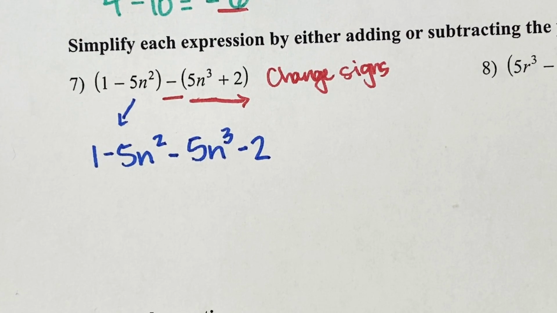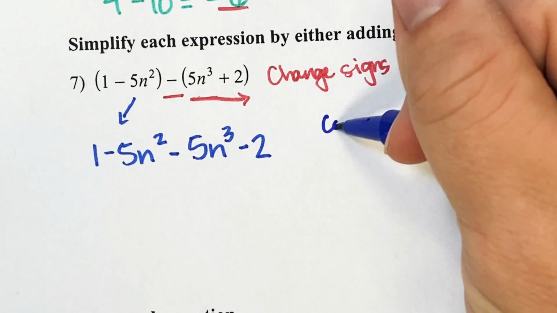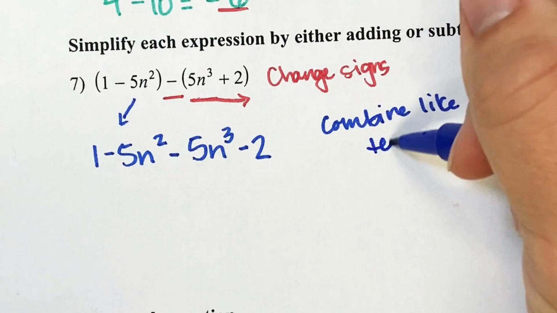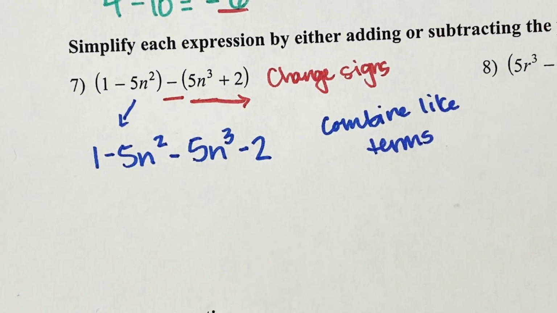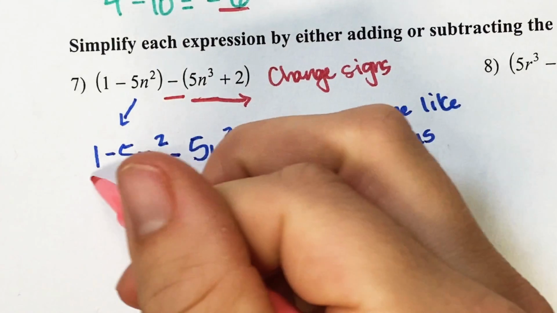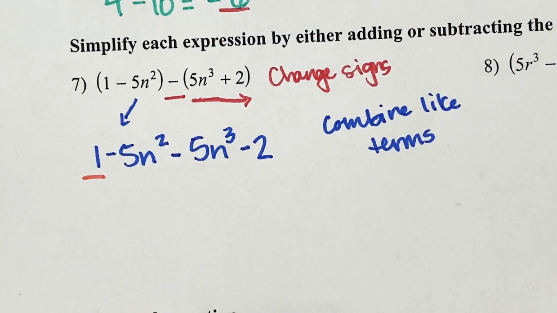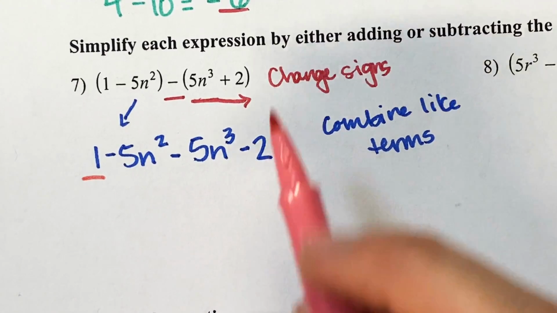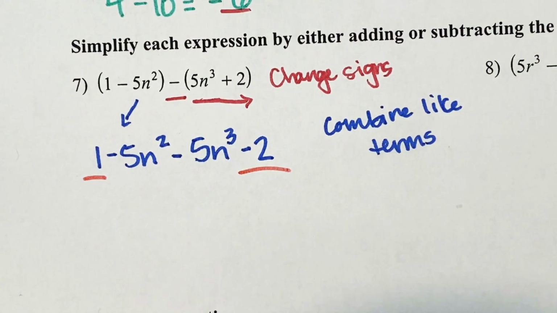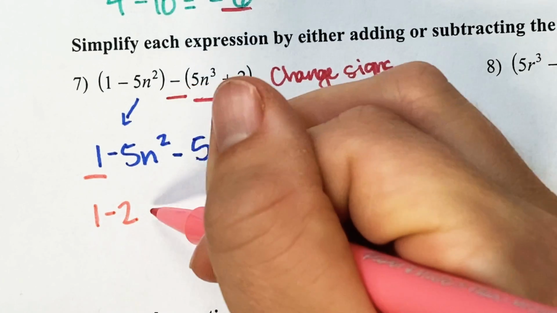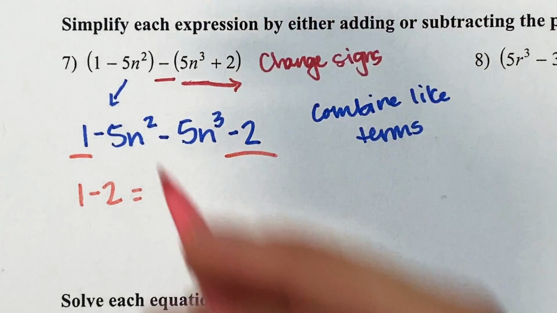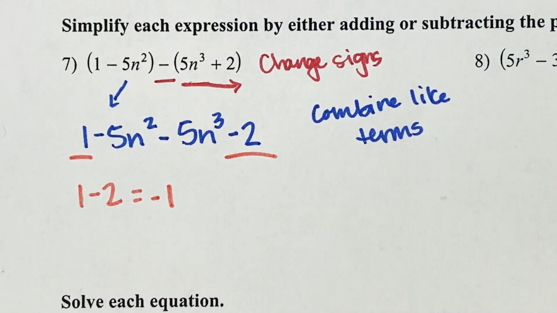Okay, so now our second step, change the signs, and now we need to combine like terms again, if there are any. Let's look at our first term. Our first term is just a 1, a positive 1. That means I need to combine it with any other plain numbers, or constants. There we go. So we have 1 minus 2. So we're taking away more than we have. 1 take away 2 will give me a negative 1.